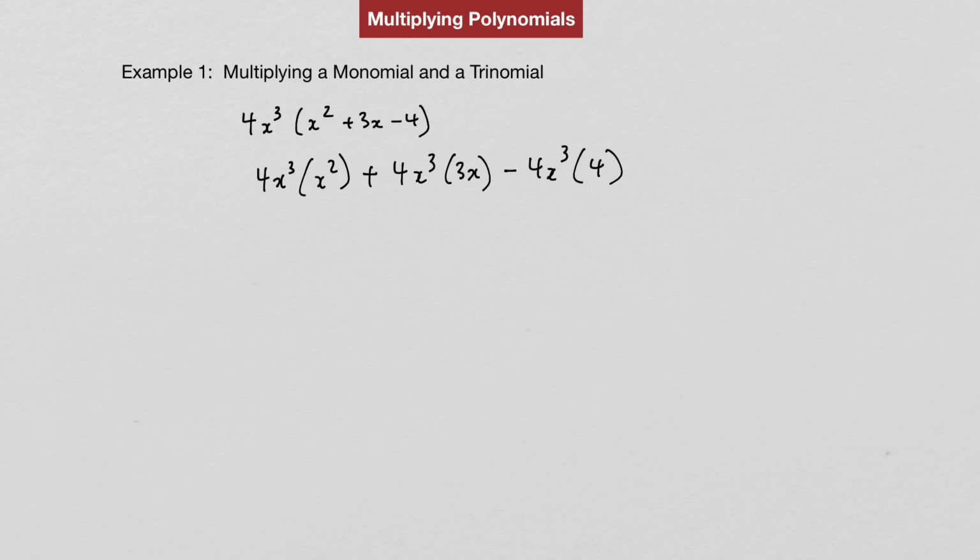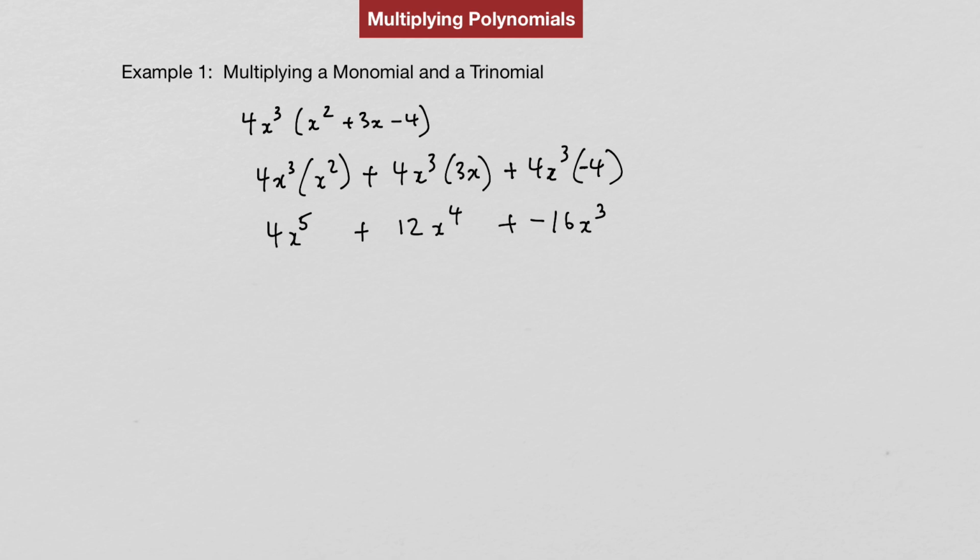I'm going to go ahead and just correct this for the sake of clarity. We're going to say it's going to be plus 4x cubed times negative 4. So let's go ahead and multiply this out. 4x cubed times x squared becomes 4x to the 5th plus 4x cubed times 3x is 12x to the 4th. And then finally, we have 4x cubed times negative 4, and that's going to be negative 16x cubed.